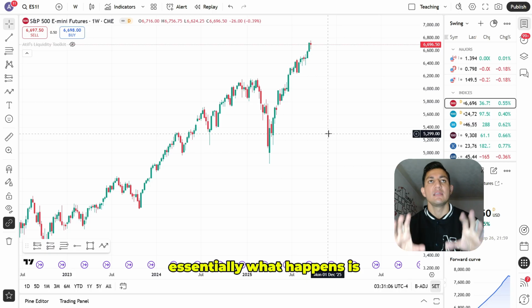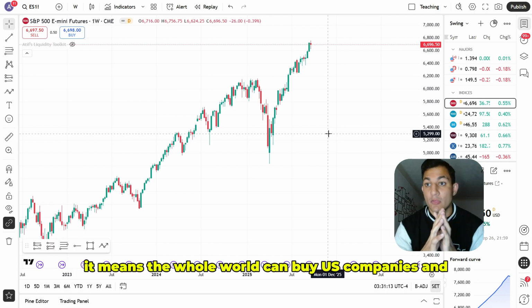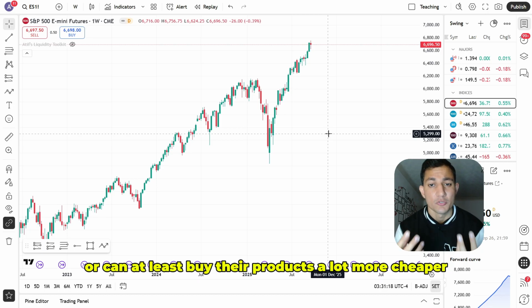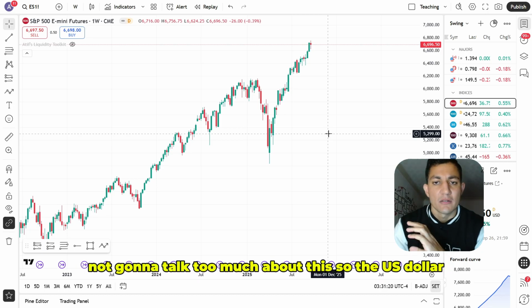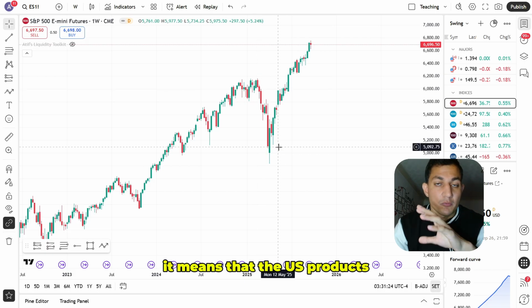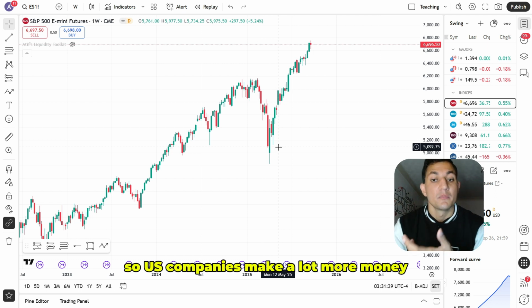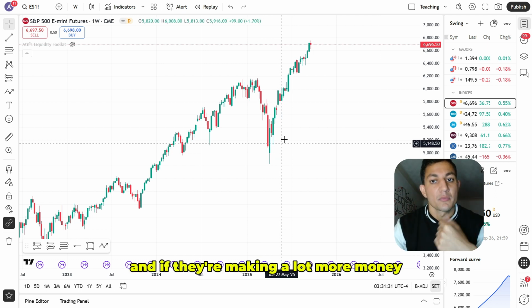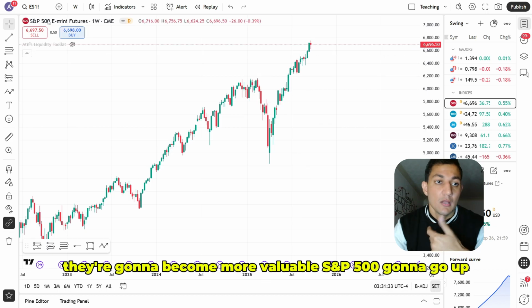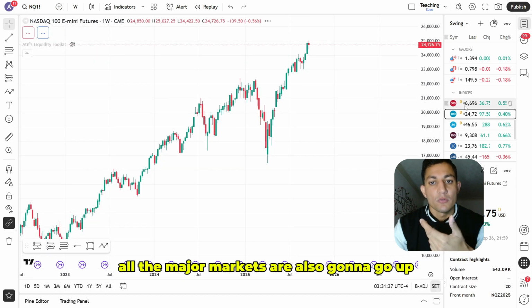Essentially, what happens is, obviously, the S&P 500 is the 500 biggest American companies. If the dollar goes down, it means the whole world can buy US companies, or can at least buy their products a lot cheaper. Again, not going to talk too much about this. If the US dollar drops, it means that US products are cheaper for the whole world. So US exports go up massively. So US companies make a lot more money when the dollar drops. And if they're making a lot more money, they're going to become more valuable. S&P 500 is going to go up. NASDAQ's going to go up. All the major markets are also going to go up.